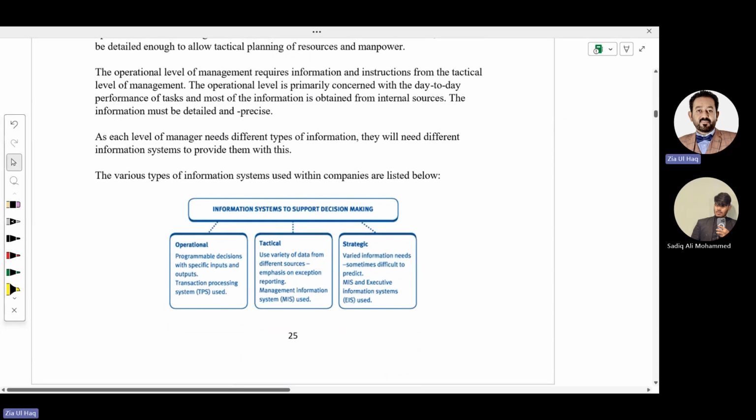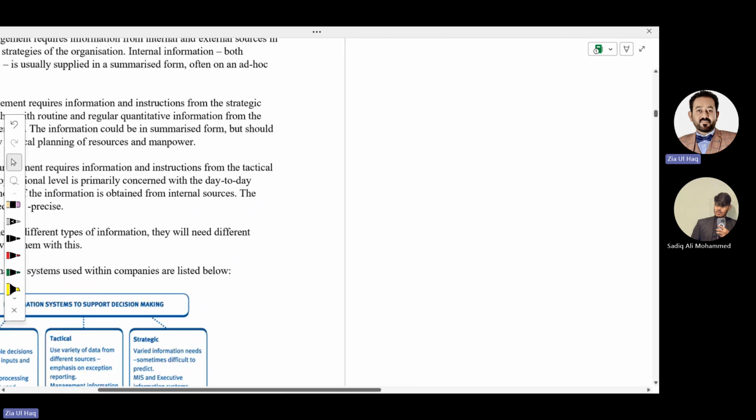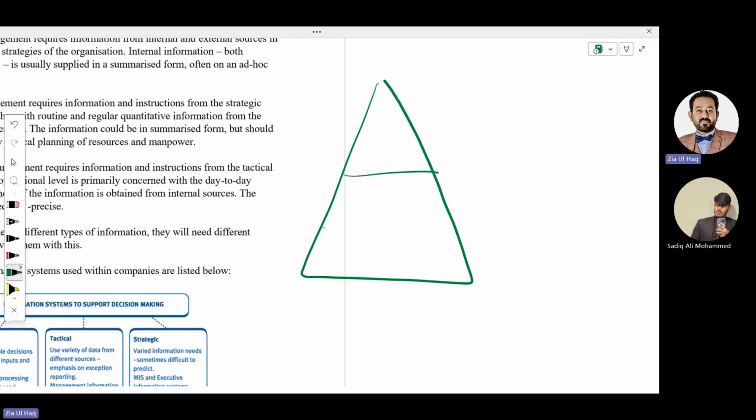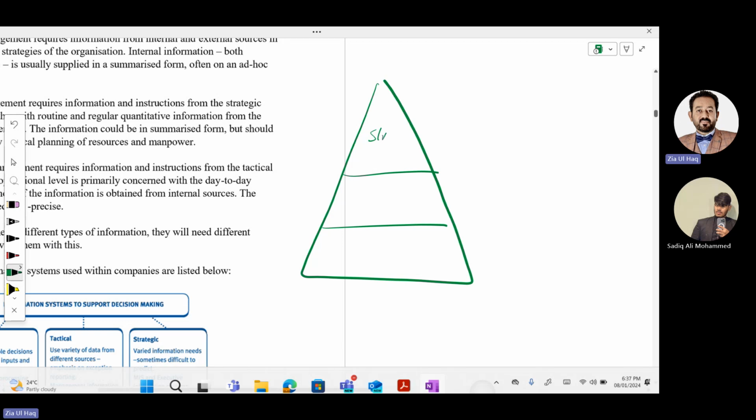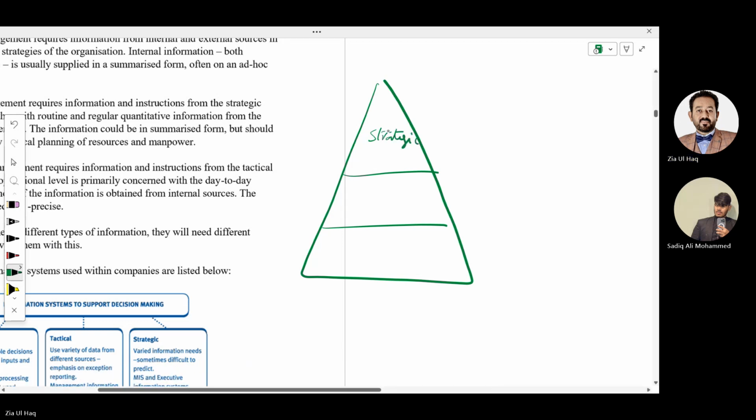And they have explained again, operation level has programmable decisions with specific inputs and outputs. So now we are moving towards learning different systems used in the business, different IT based systems. So there are three levels of organization management: strategic, tactical, and operational. Now we are moving towards learning different IT based systems that work in the organization.